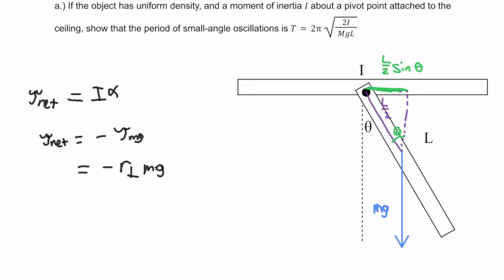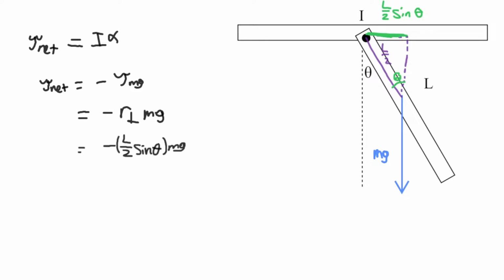Just using our lever arm method, because again, if the force is vertical, the lever arm is horizontal. So we're going to find the horizontal distance. So we get negative L over 2 sine theta times mg. So that's equal to I alpha. So negative mgL over 2 sine theta is equal to the moment of inertia, which we're just calling I, times alpha, which is the second derivative of theta with respect to t.